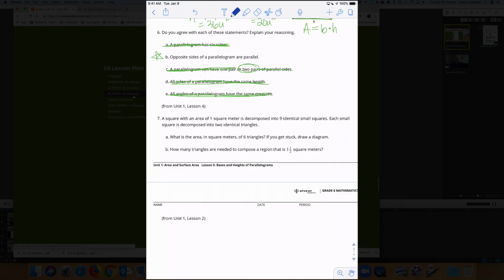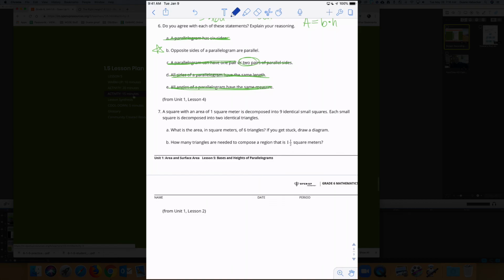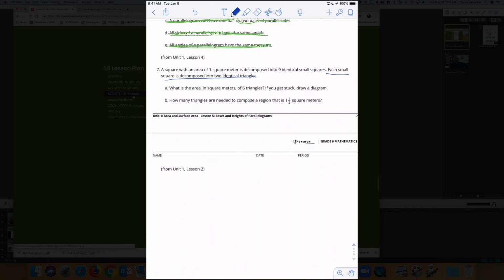All right, now number 7. A square with an area of 1 square meter is decomposed into 9 identical small squares. Each small square is decomposed into 2 identical triangles. My goodness. What is the area in square meters of 6 triangles? Okay, so let's take this a piece at a time. It says a square with an area of 1 square meter is decomposed into 9 small squares. Okay, so here is our area, a square of 1 square meter.